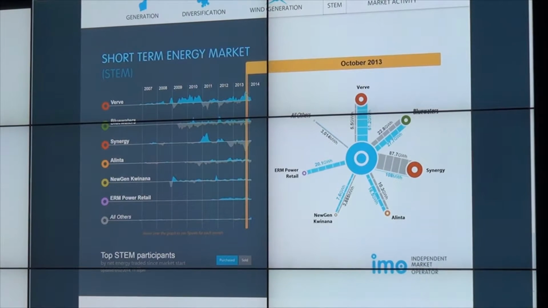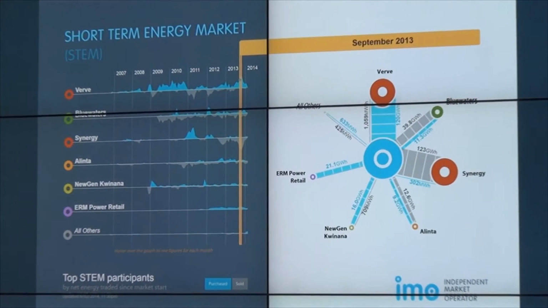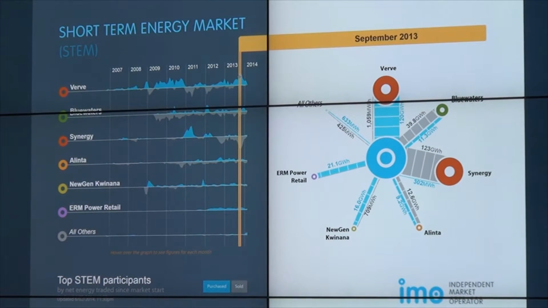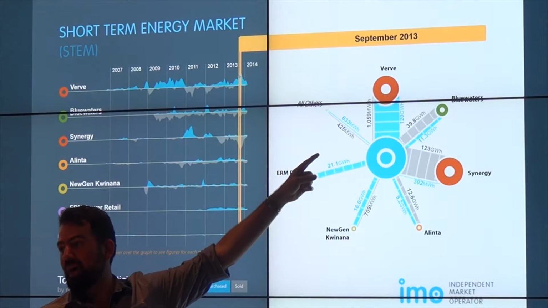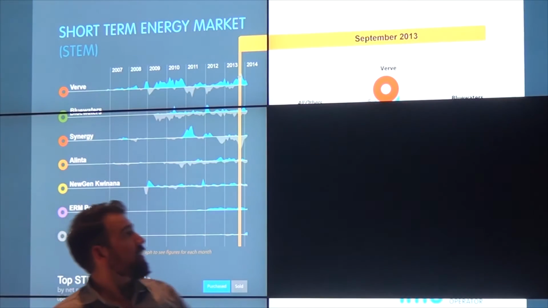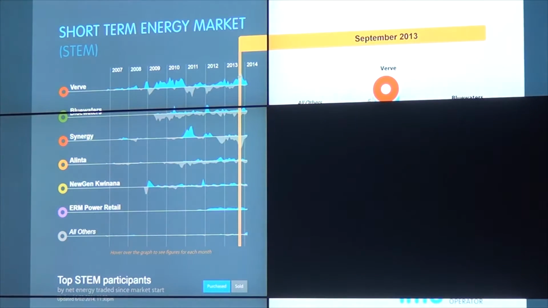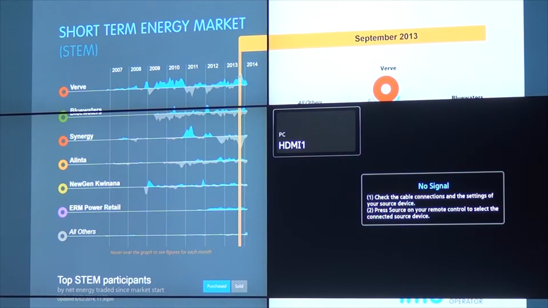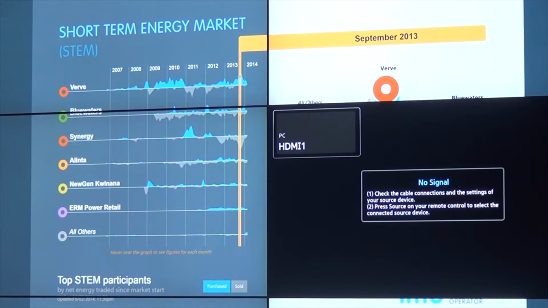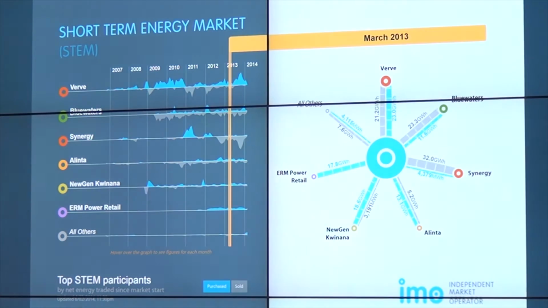So, for instance, in September, you can see the largest generator at the top buying a really large amount of energy out of the market. And the largest retailer there, that was almost magical, wasn't it? Selling it. I'll see if I can scroll this up a bit. Oh, there we go.